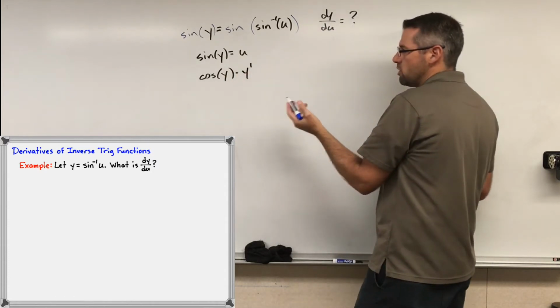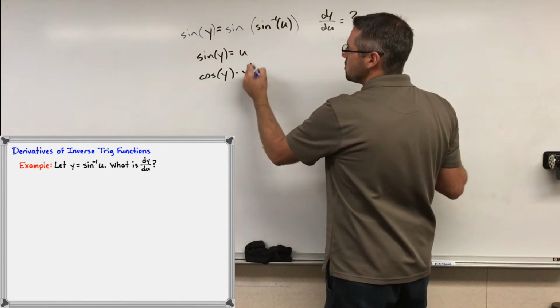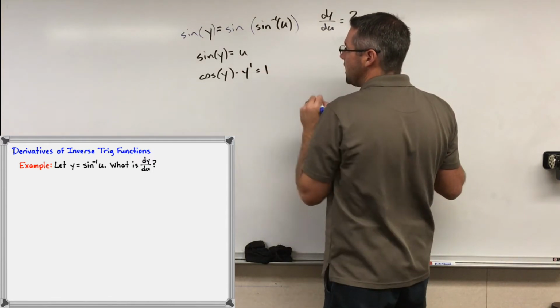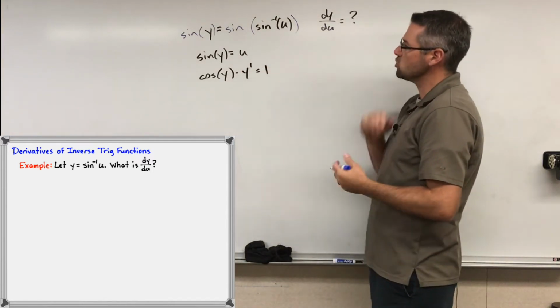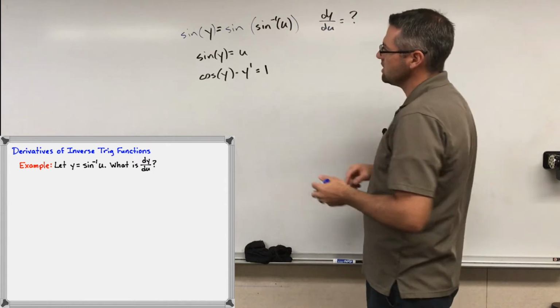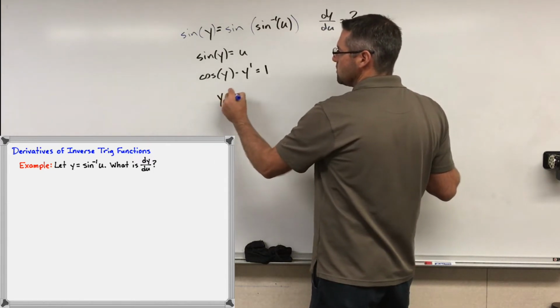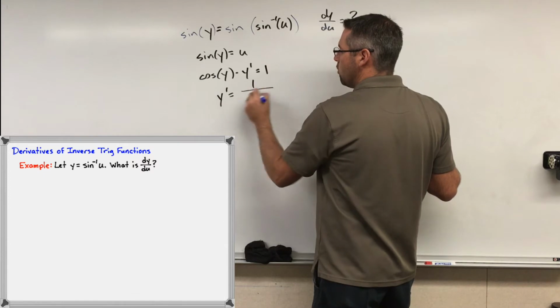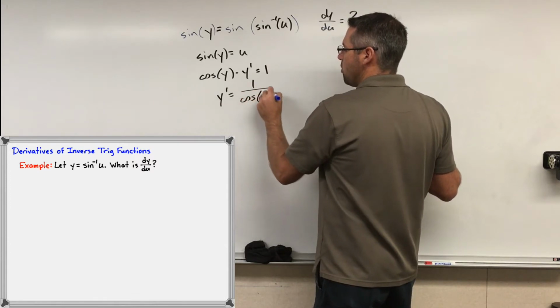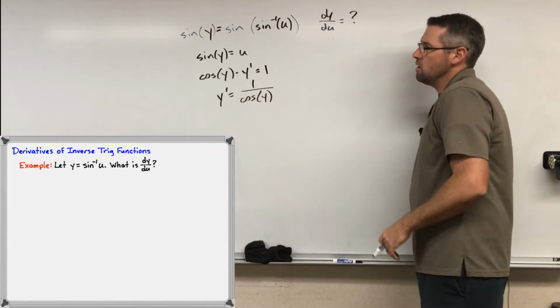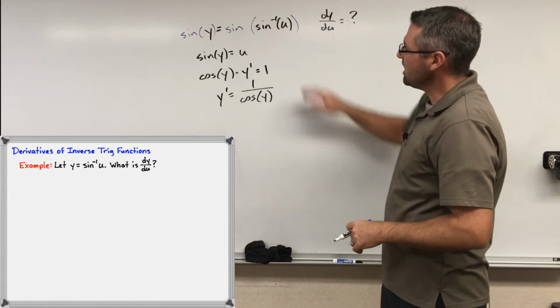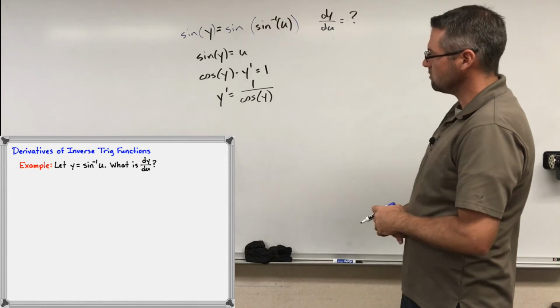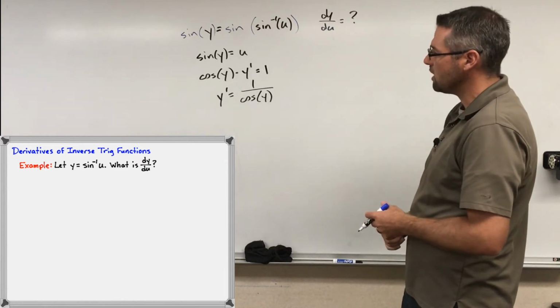So we're using the chain rule here because y is a function. What's the derivative of u? The derivative of u is 1 because u is treated as the variable. And then to isolate y prime, we're going to divide on both sides. We get y prime equals 1 over cosine of y. And there is the derivative of an inverse sine function, okay? 1 over cosine of y.